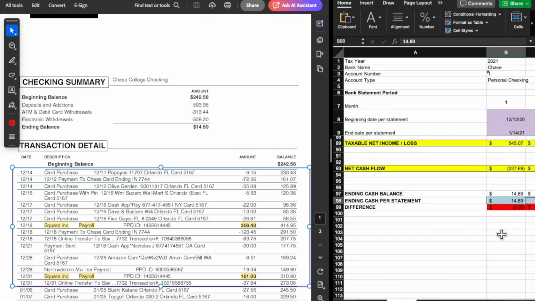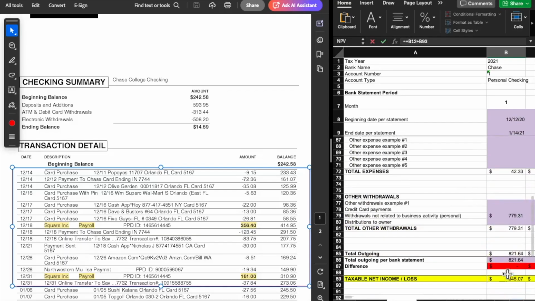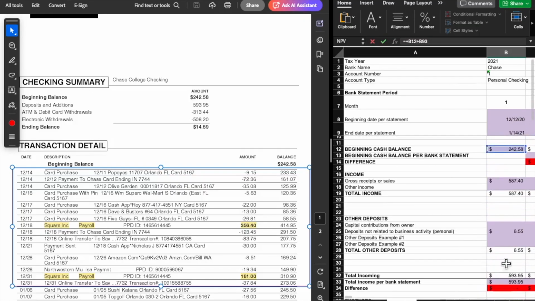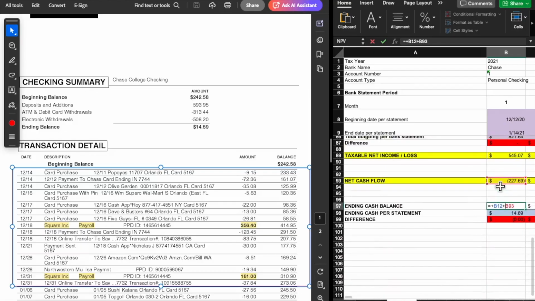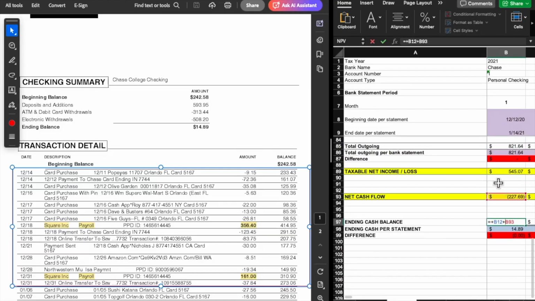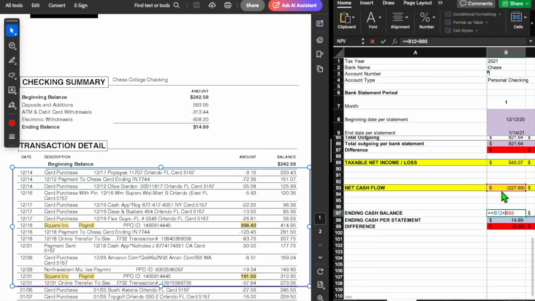And then lastly, this formula is calculating based on the inputs I've given it. I'm getting my beginning balance plus my net cash flow. And it's telling me, based off of those two numbers, I should have an ending cash balance of $14. I go to my bank statement and write here my actual ending cash balance per my statement, which is $14. And my difference is 0, which is perfect. That means we entered everything correctly. We're all good, and we can move on to the next month.